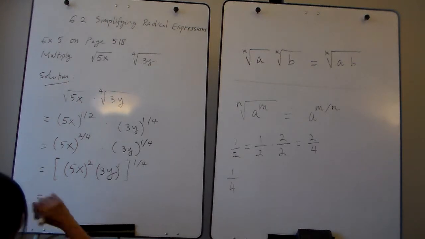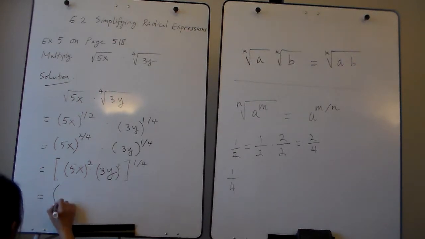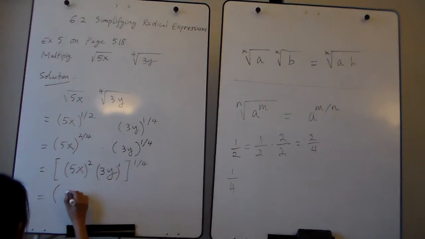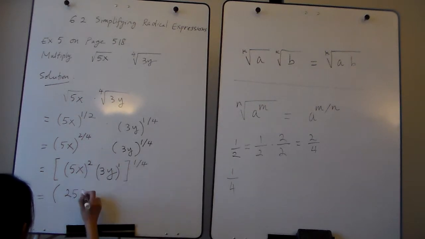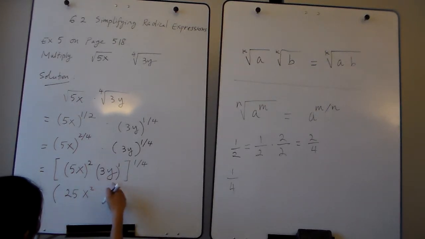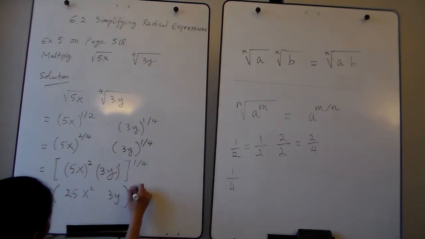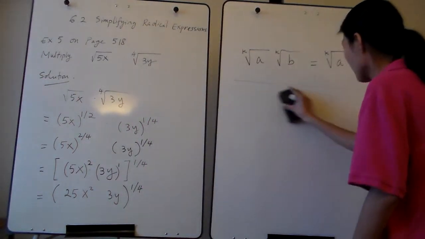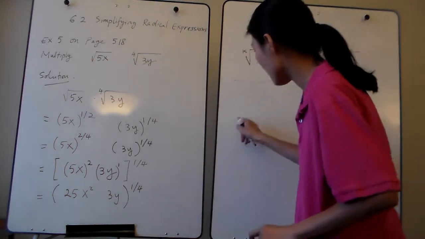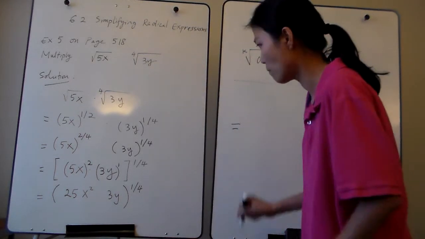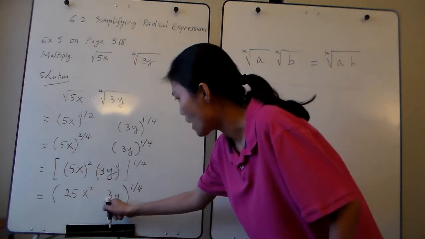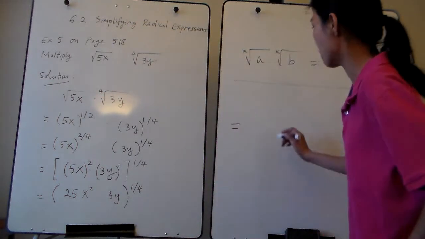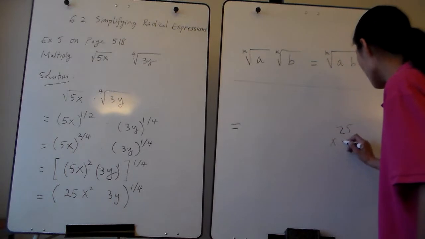Now, simplify as much as possible. We'll get the inside. You can simplify: 5 squared is 25, x squared is x squared, 3y raised to the first power is 3y. Okay? Everything raised to 1 divided by 4. To go from here to here, I'm continuing here, okay? Equal. 25 times 3 is 75. Let's see, 25 times 3.